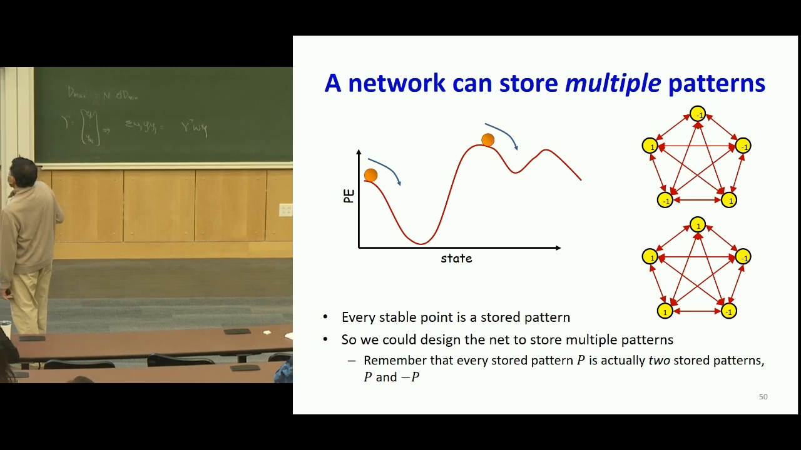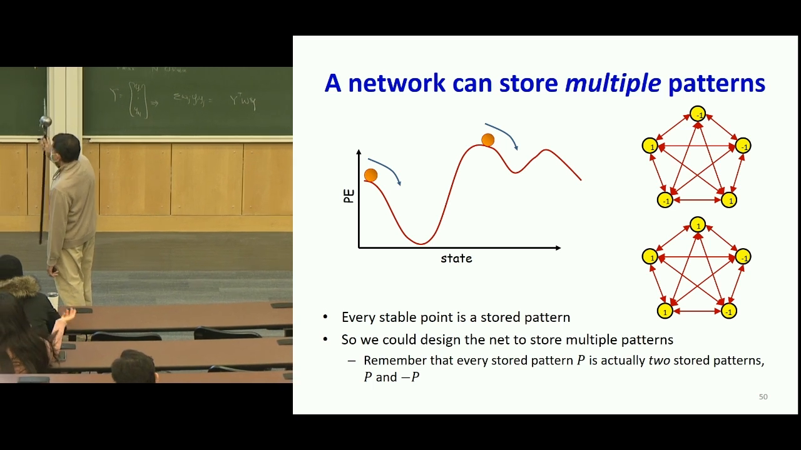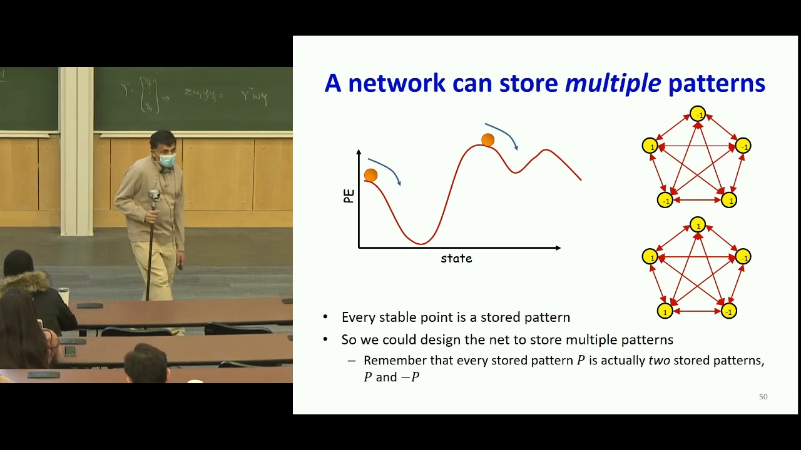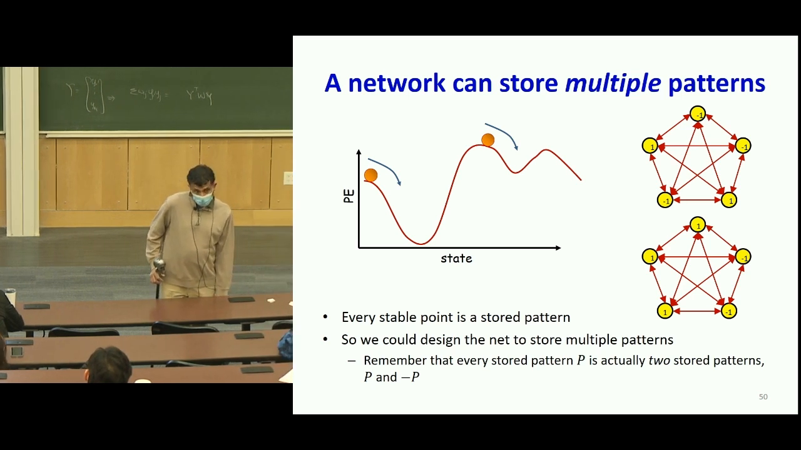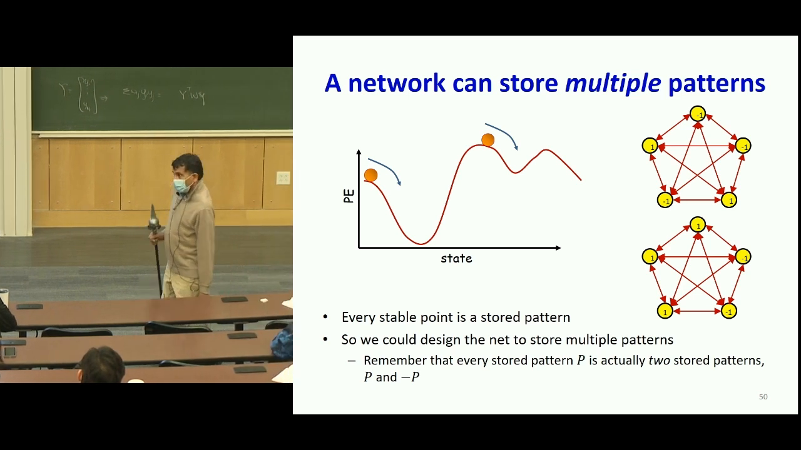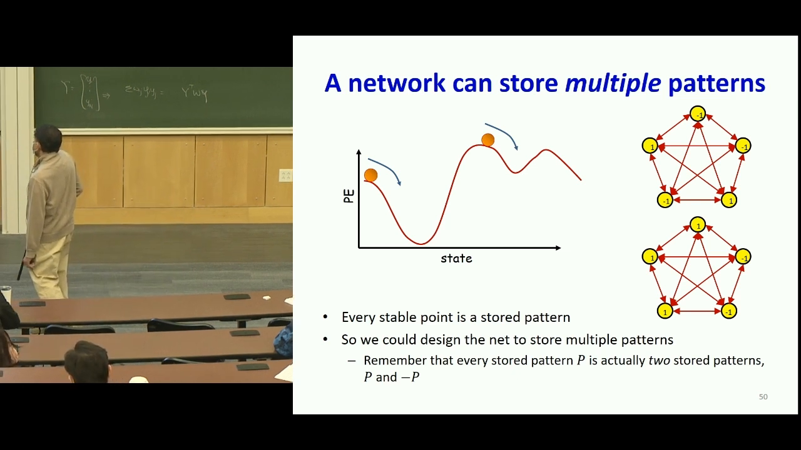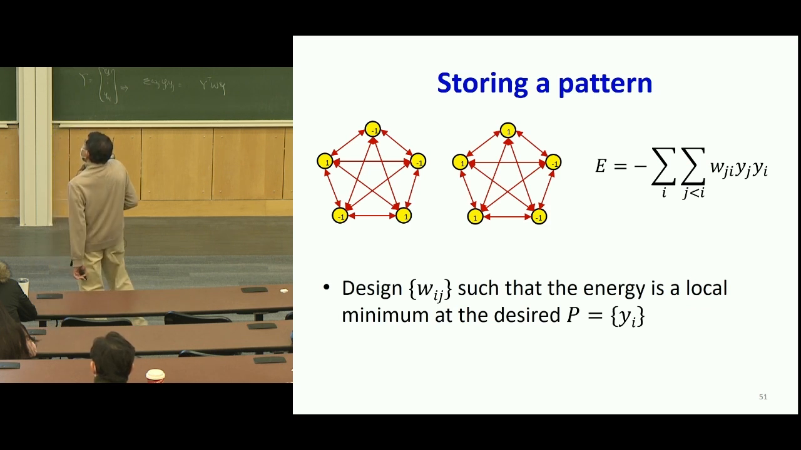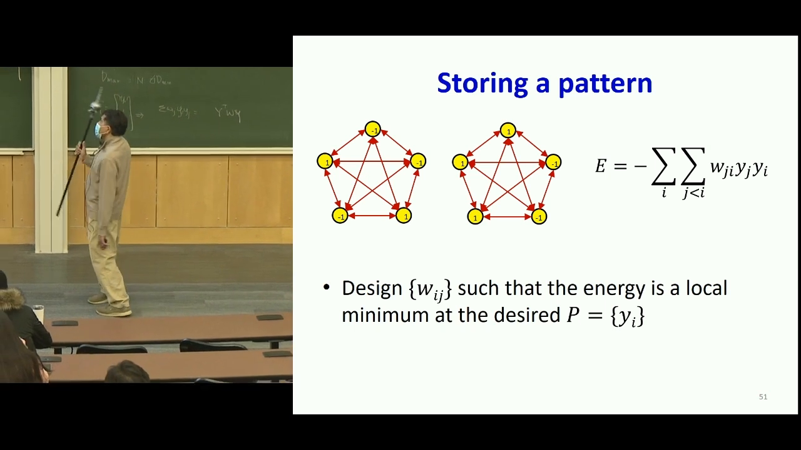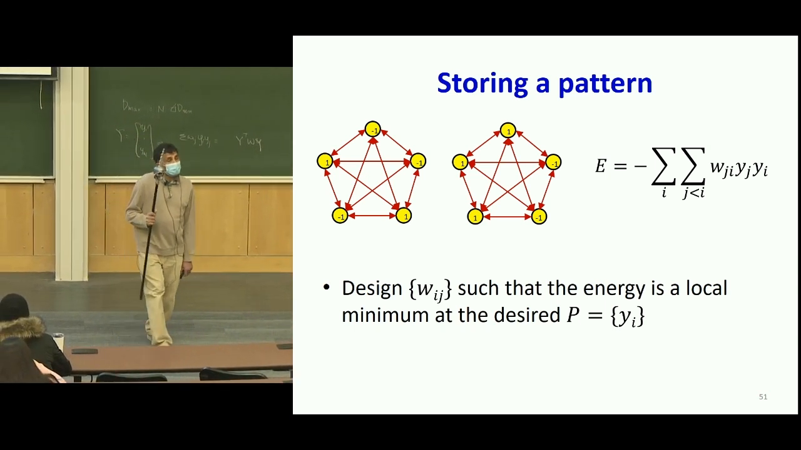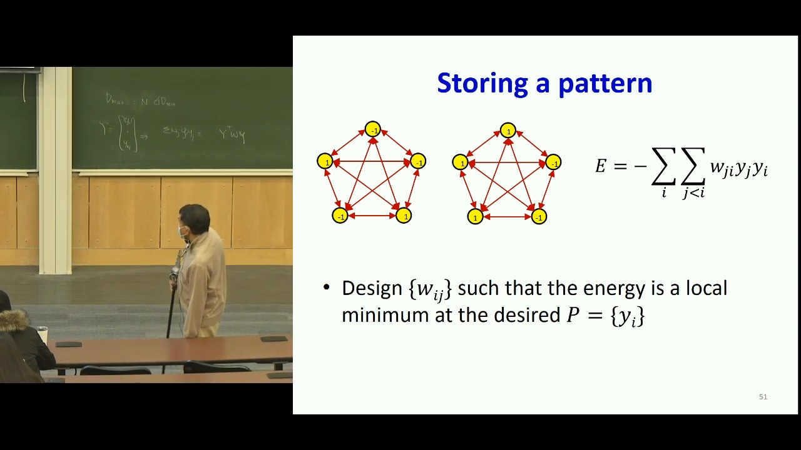Second, what we want to do is to design our network, the weights, such that the specific patterns we want have minimum energy in the energy contour. So we want those to be those valleys, right? While remembering that every stored pattern is actually two stored patterns. So we want to design the Wijs such that the energy is a local minimum at the patterns that we are trying to store. Now let's see how this can be done.